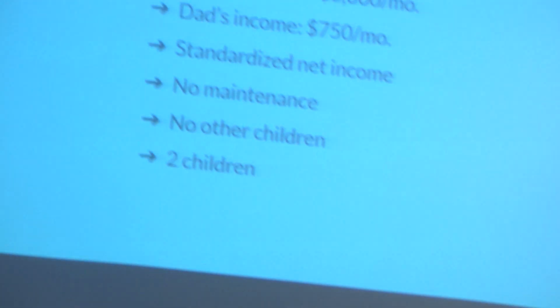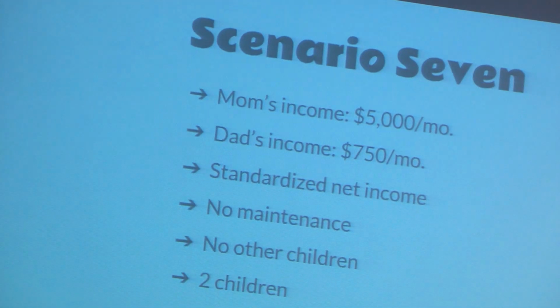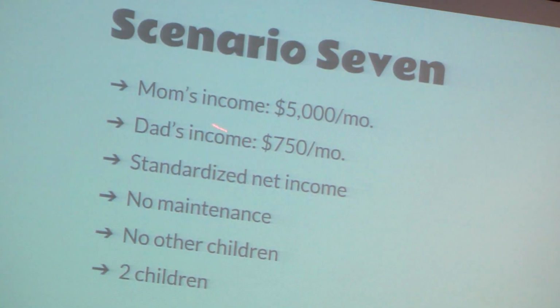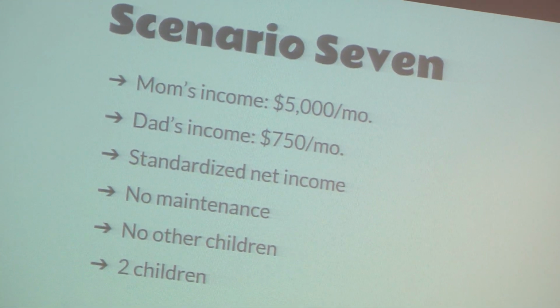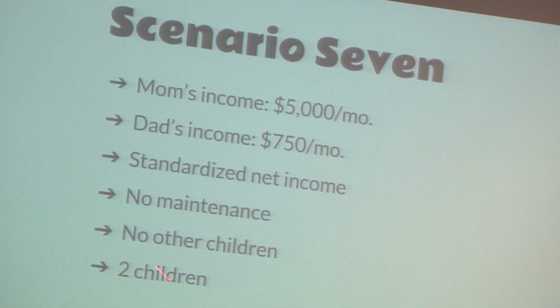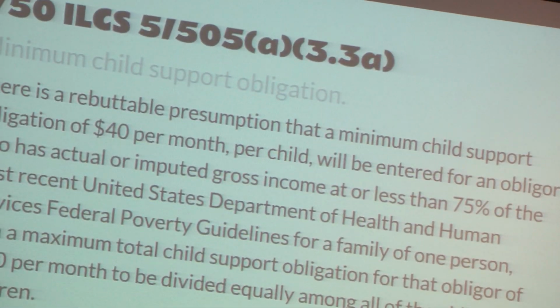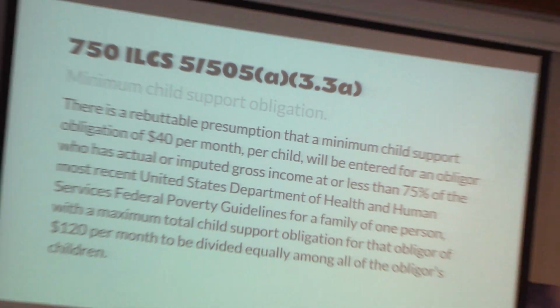Okay. It's good practice. I only have 10 minutes, so I really want to touch on problems with income, because you're going to see this a lot. Let's do 3 really quick. First one, we're going to keep Mom at $5,000. Dad only has $750 a month in income. Everything else remains the same. Just note that we're going to have 2 kids in this scenario. So we do have a minimum child support obligation part of the statute.